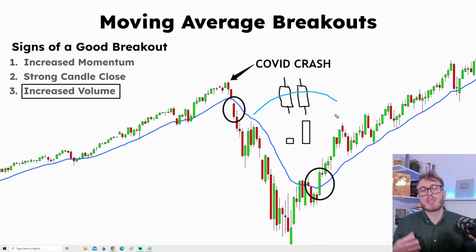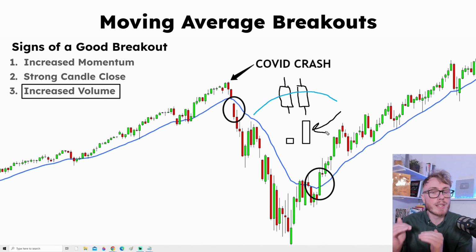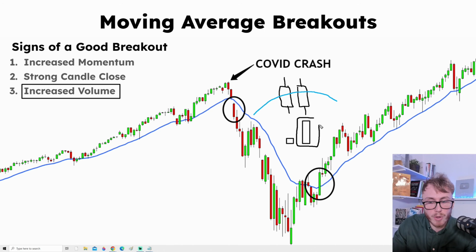Volume basically measures how many stocks or how many cryptocurrencies or forex or whatever were traded during a specific time period. And a simple way to think about this is how many buyers or sellers are agreeing that this is a valid move. So if we have a strong volume bar, this will make the breakout more significant because more sellers and more buyers are agreeing that this is a valid breakout.